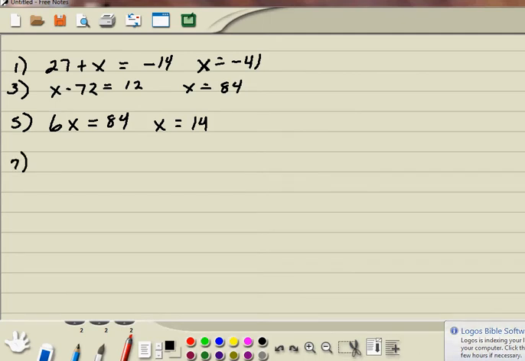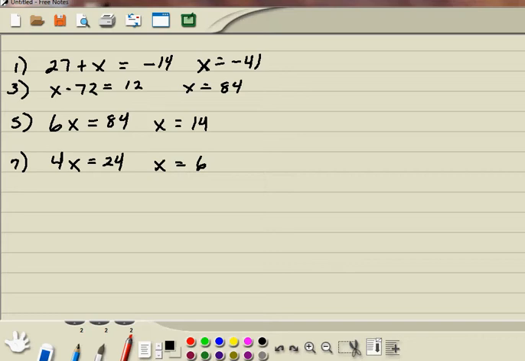Number 7, Donna canned 24 quarts of beans, which was 4 times as many as Ann canned. How many quarts did Ann can total? Well, 4 times as many, 4x equals 24, so x equals 6.